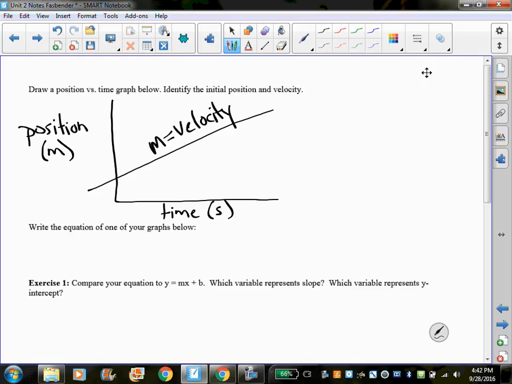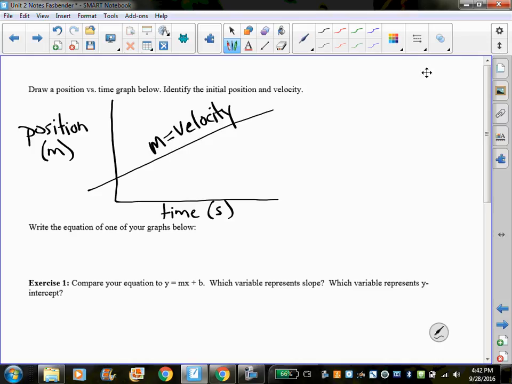But this is a positive slope that I've drawn here, and so I know the direction that we are moving in. We must be moving in the positive direction. If this was a negative slope, then I know that I'm moving in the negative direction. So the fact that we know the direction means that I know velocity out of this slope and not just speed.